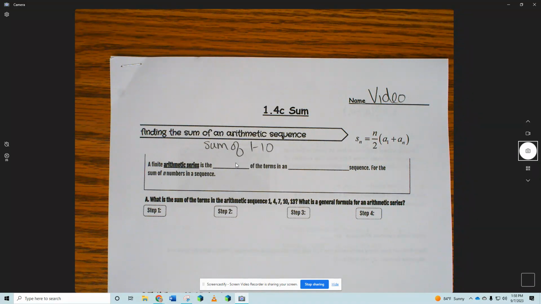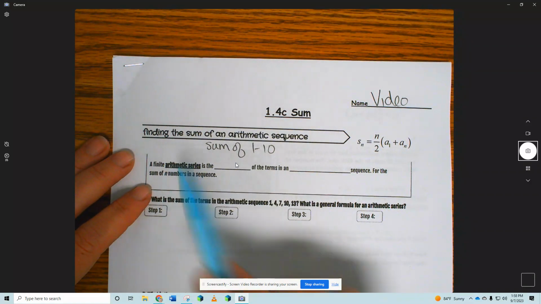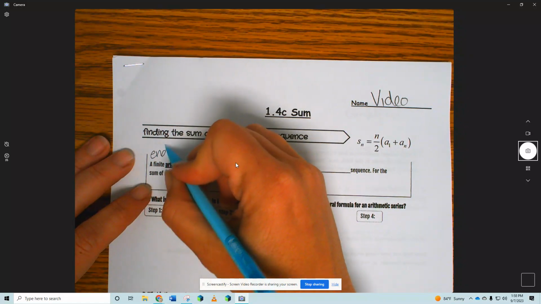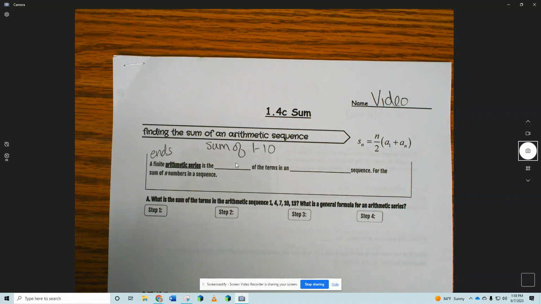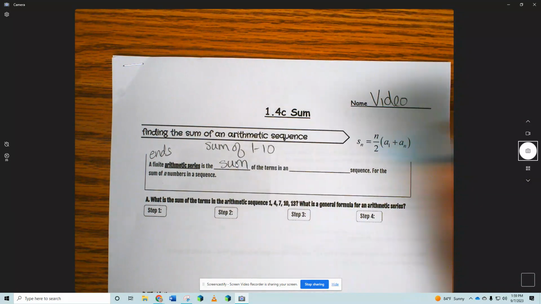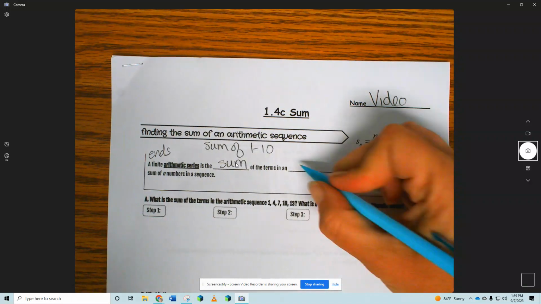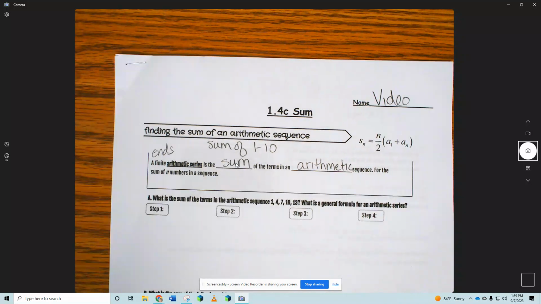Today what we're going to talk about is adding up a list of numbers. So first, let's do a little vocab. A finite means it ends. The list ends. It has a stopping point. A finite arithmetic series is the sum, S-U-M, of the terms in an arithmetic sequence.